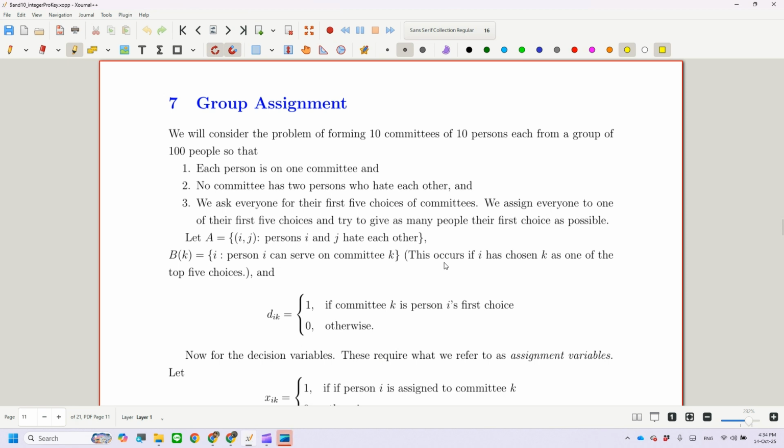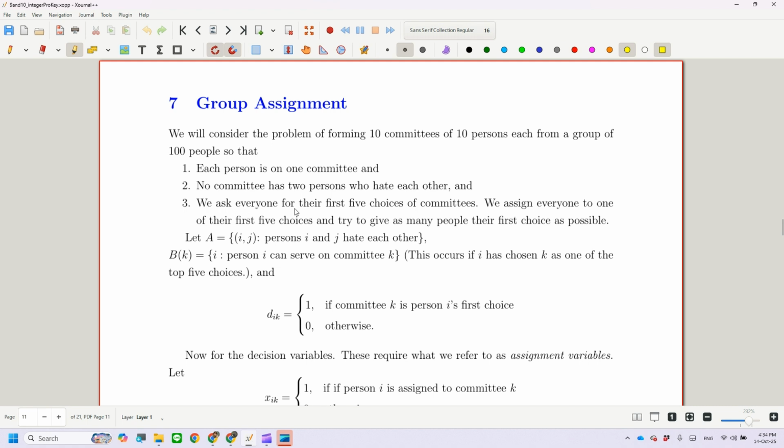We continue on the integer programming problem. We look at a group assignment problem. So we will consider the problem of forming 10 committees, each of which has 10 persons, and the total number is 100 people. The goal is that each person is on one committee only, and no committee has two people who hate each other.